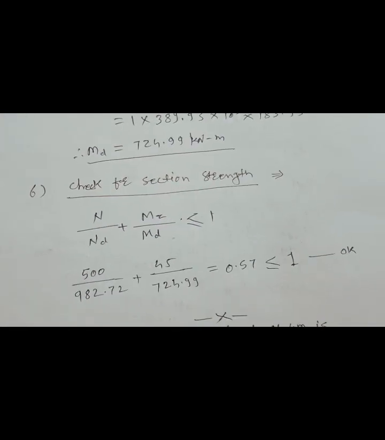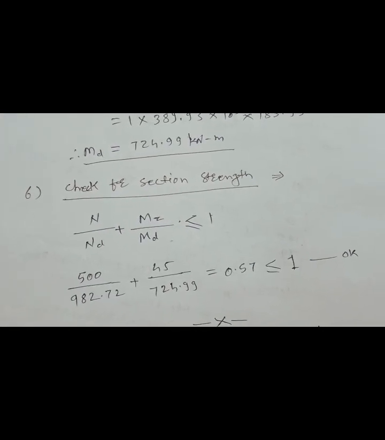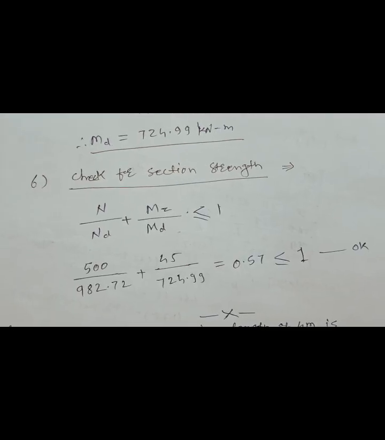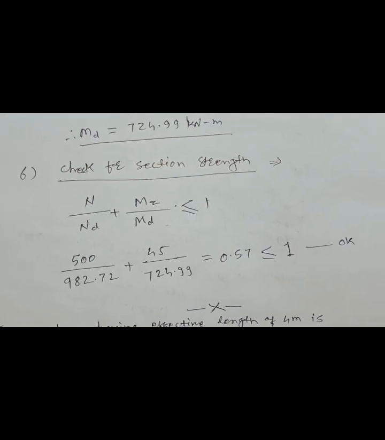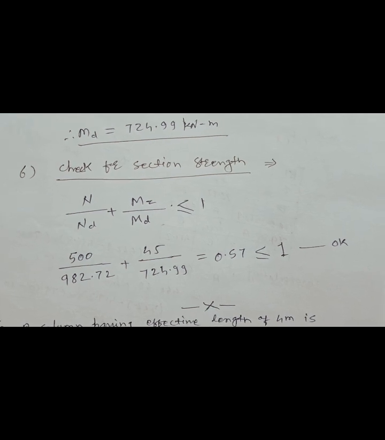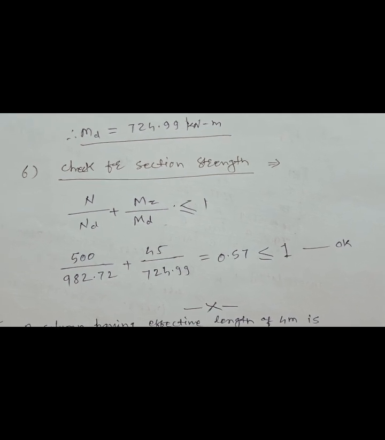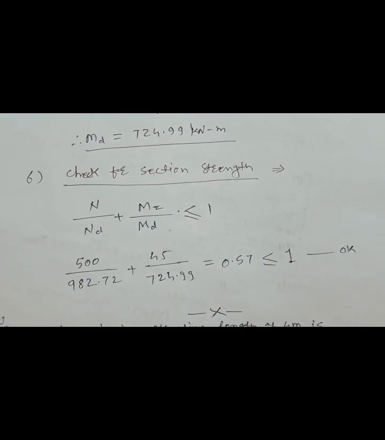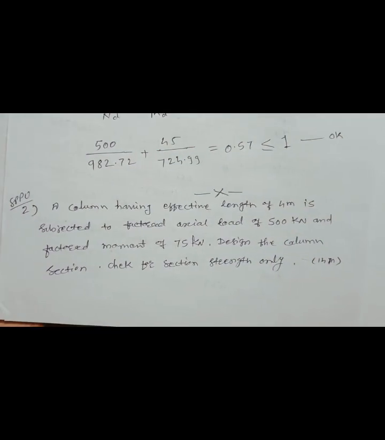After that we can do the check for the section, that is the third one. This formula is again given in IS 800. If that value is less than or equal to 1, then that section is safe for the strength. So likewise you can solve this problem.